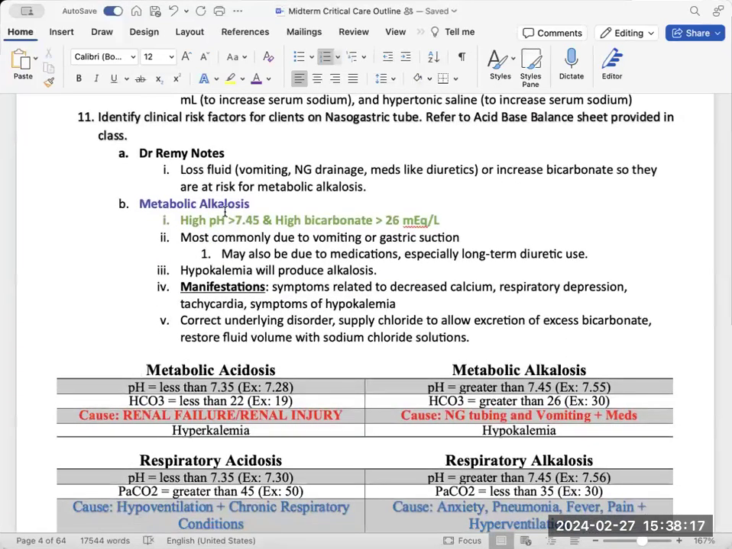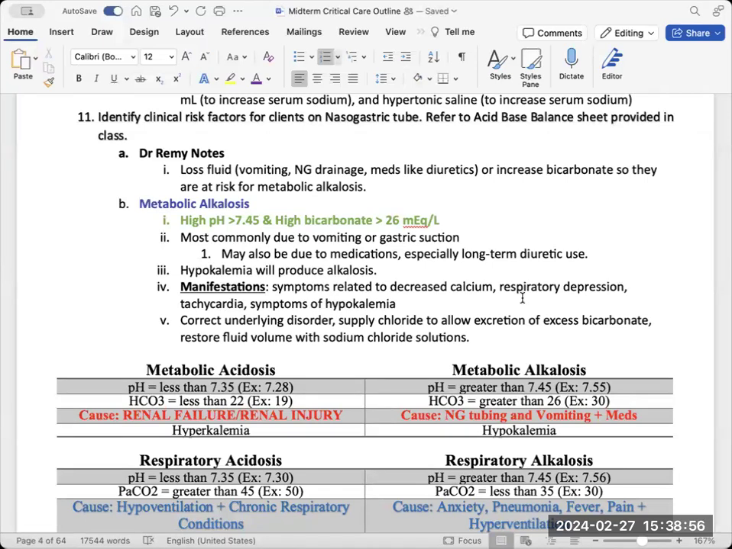Okay. The last question is to identify clinical risk factors for clients on nasogastric tubes. So, nasogastric tubes, that's when we're suctioning and we have all of this drainage. NG tube, right? So that could decrease fluids, decrease electrolytes. So that can put them at risk for metabolic alkalosis, as well as vomiting, medications like diuretics, or if they increase bicarbonate through eating it somehow or just taking supplements that are high in bicarbonate, right?